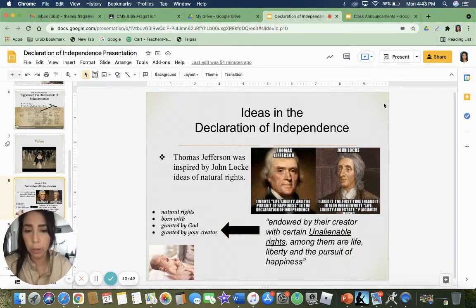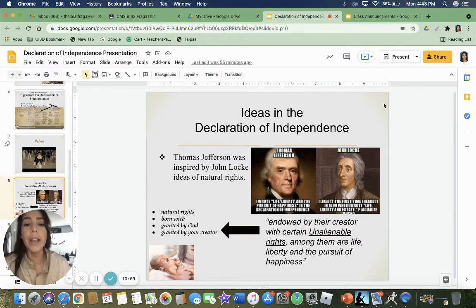So ideas of the Declaration of Independence. Where does Thomas Jefferson get some of these ideas? He was inspired by a familiar face that we've already talked about, John Locke. Remember, John Locke was an English philosopher. He came up with the idea that everyone should be born with certain unalienable rights.